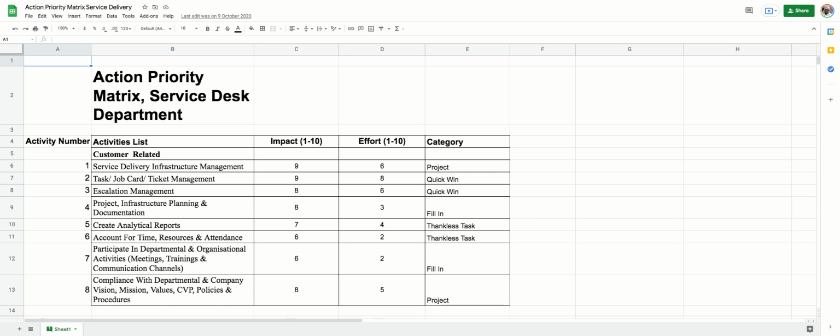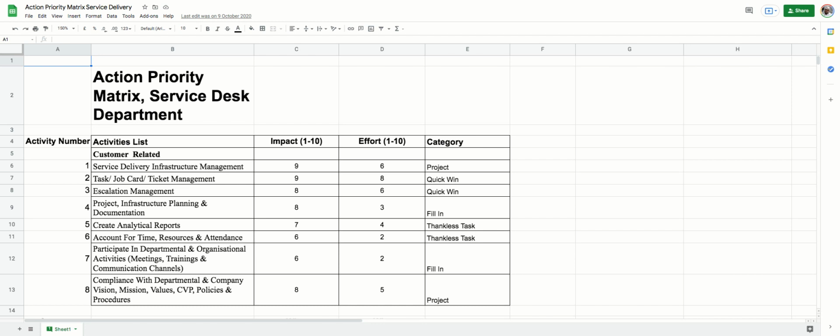Quickly, we just want to look at something called the Service Delivery Action Priority Matrix, what it is, how it works, and how you'll use it. This is a two-part series. This is part one. In part one, we're going to look at the 8 key activities that form up the action priority matrix for the service delivery department. We'll also explain what impact, effort, and category are about. All right, so quickly, let's go through this.